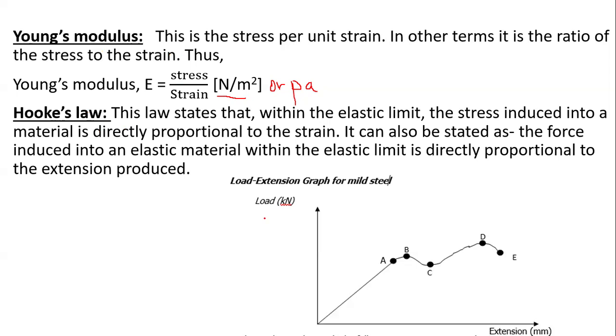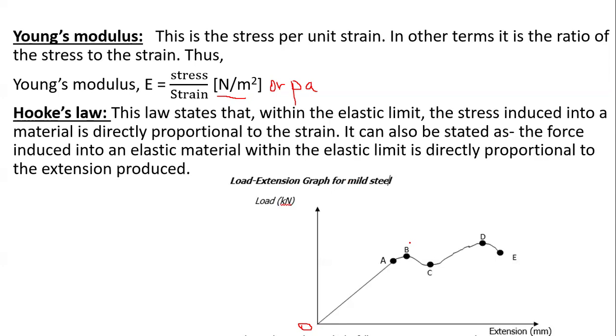Now here is our load extension graph for mild steel. Why mild steel? Because different materials produce different graphs, but what comes from mild steel helps us to understand the various factors that we need for this type of analysis when we're dealing with direct stress. So here, I'll label this as point O. You have a material which is being loaded until it is destroyed completely, until it snaps. So this mild steel component was clamped between two ends, then forces were applied.